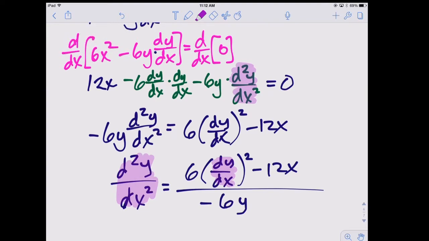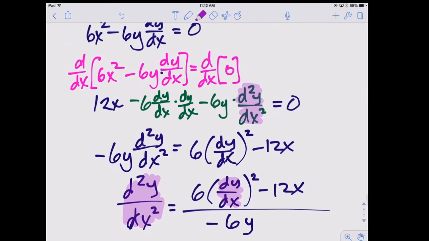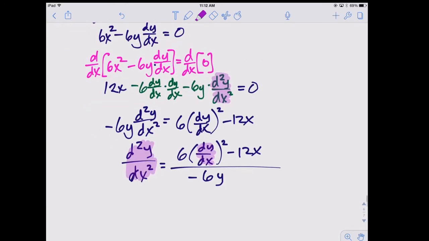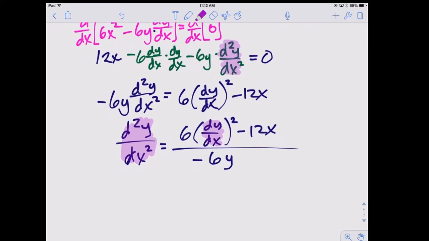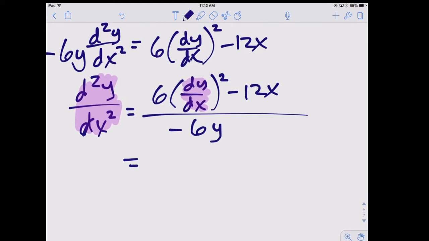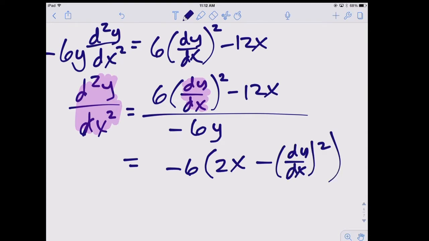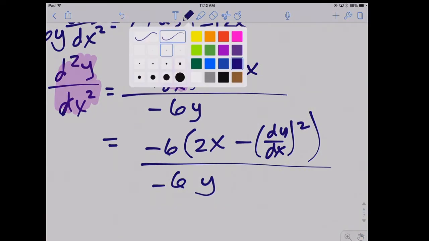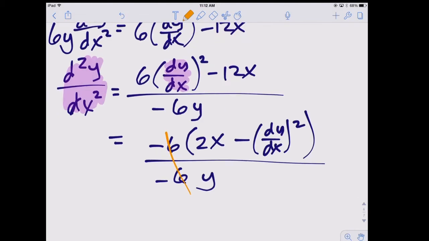Did we ever solve that for dy/dx up above? Yeah, we could do that. Let's do that. Let's keep going. You're still going to have to solve for dy/dx, but if you factor out a negative 6 from the top, I'm going to call it positive 2x minus (dy/dx) squared. I'm going to flip the terms. That gives us a negative 12x and a positive 6 all over negative 6 times y. Sure, yeah, we could do that. And that would be something that I would hope you would do.